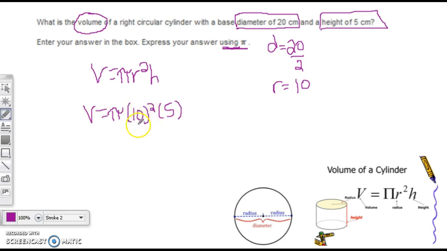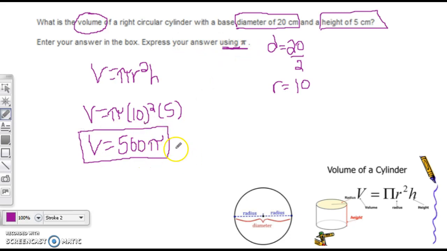All right, and then we'll multiply it out. 10 squared is 100. 100 times 5 is 500. And we're just going to leave the pi symbol on there because it says express your answer using pi. So that would be our volume. And of course, I keep forgetting to say this, but volume is always units cubed.